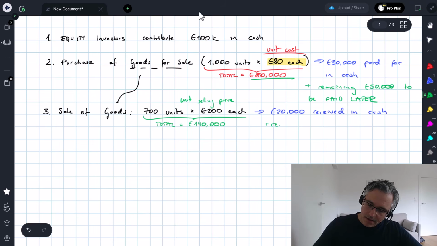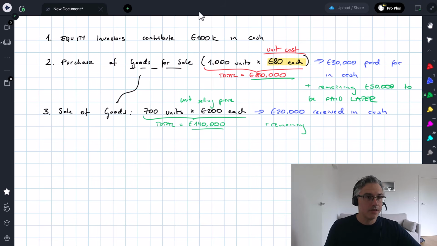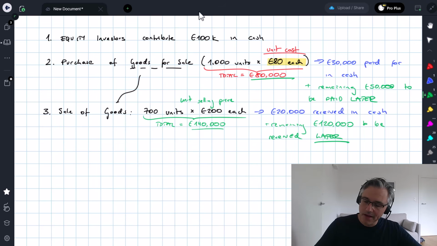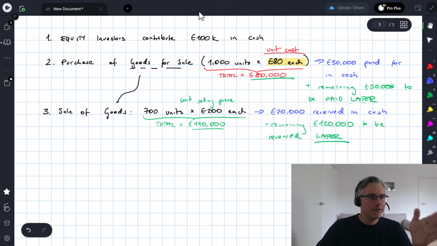And the remaining figure, so remaining to get us to the full 140, that's a remaining 120,000. Well, that's to be received later. So we've got some money to be received later, but also some money to be settled and paid later. Well, right. 3 transactions, very simple.